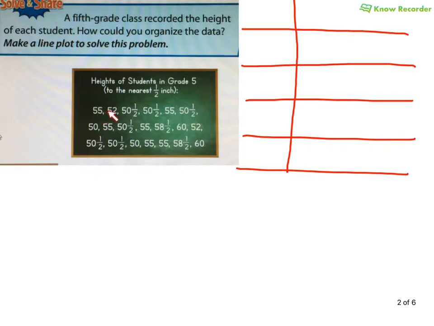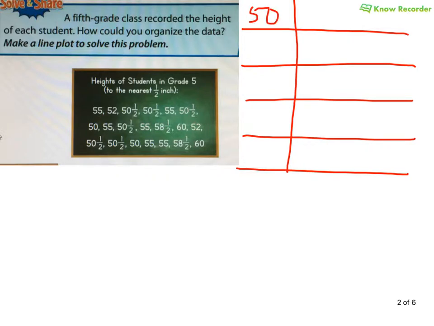So I see a 55, I see a 52, I see a 50 and a half. So I got less each time. I see a 50. I do not see anything less than 50. So 50 is my least value.